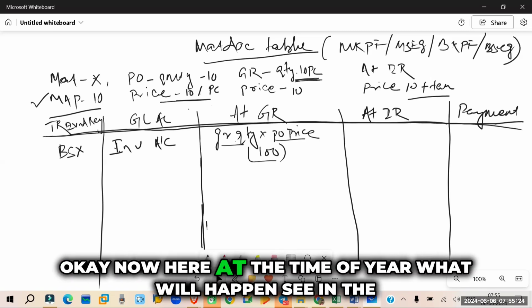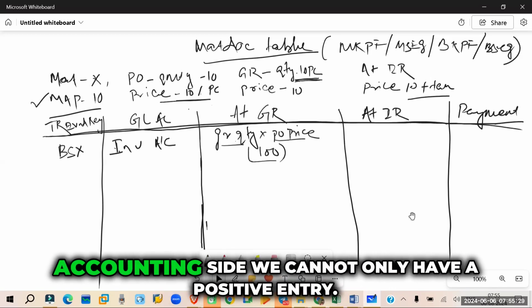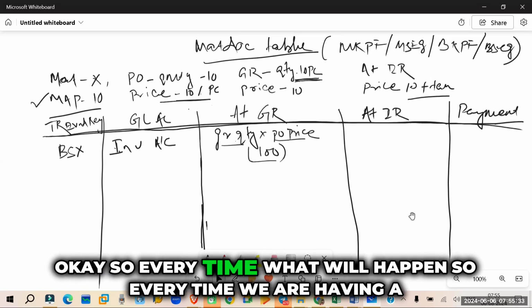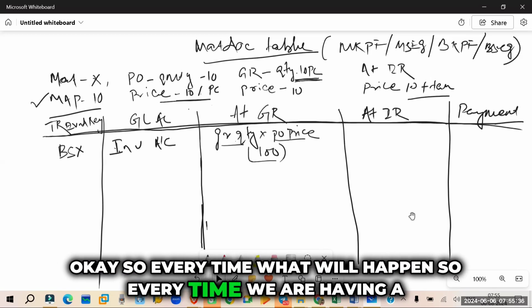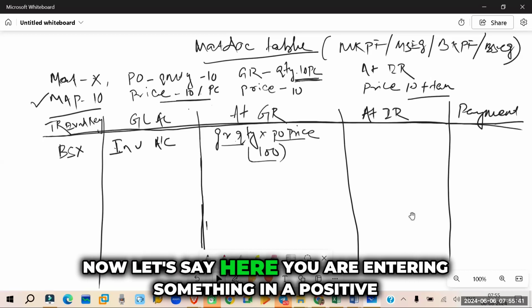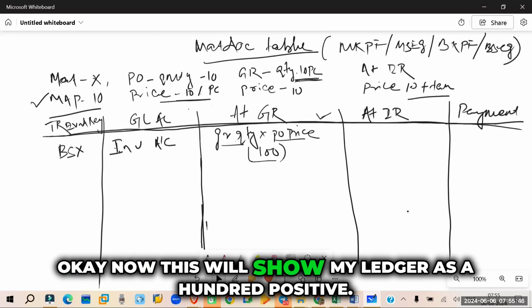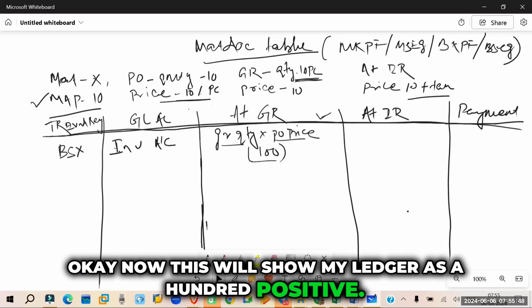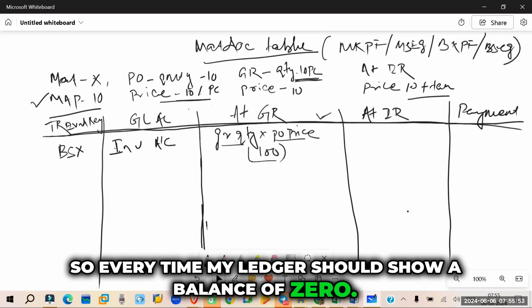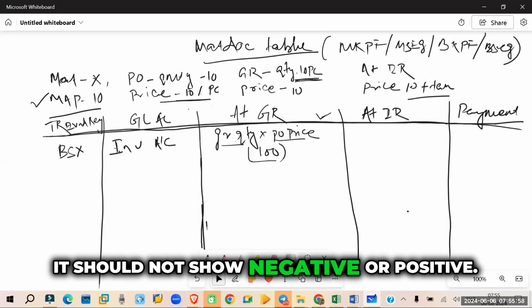Now, at the time of GR, what will happen? In accounting, we cannot only have a positive entry. Every time we have a positive entry, we have to balance it out. Let's say here you are entering a positive 100 rupees. This will show my ledger as 100 positive. But every time my ledger should show a balance of zero, it should not show negative or positive.